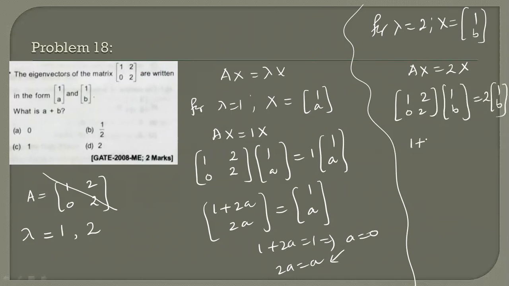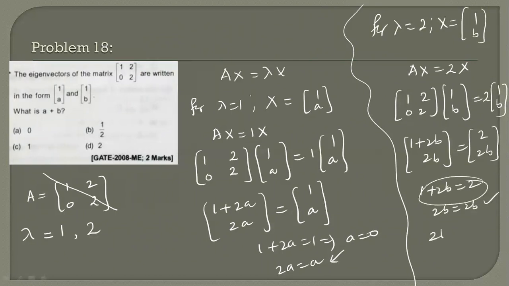Now, if you multiply, 1 plus 2b, 2b equal to 2, 2b. Now, compare, then 1 plus 2b equal to 2 and 2b equal to 2b. It is not giving any value. The first equation is giving the value of b, so 2b equal to 1, so b equal to 1 by 2. It means a plus b will be equal to 1 by 2.